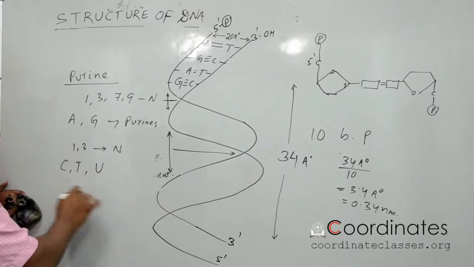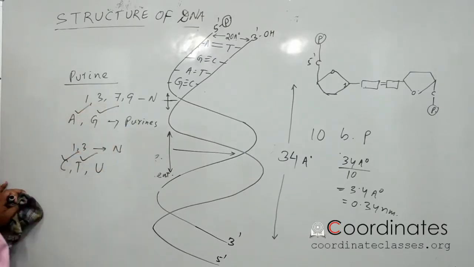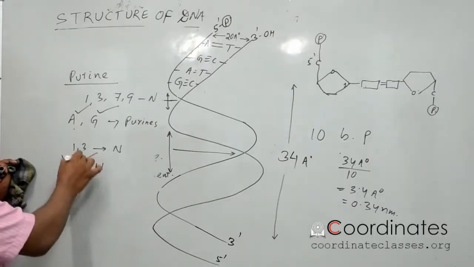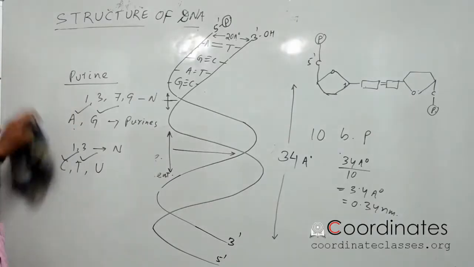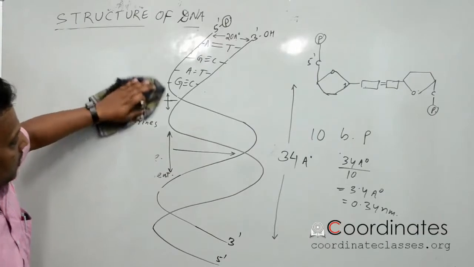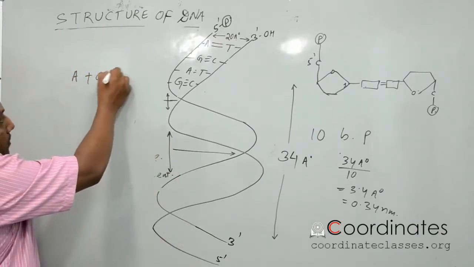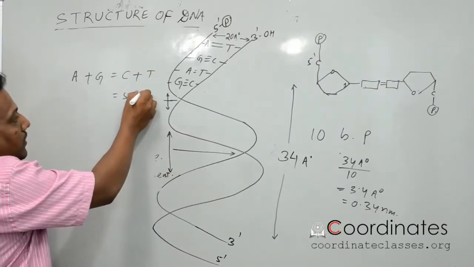From these 5 nitrogenous bases, adenine, guanine, cytosine, and thymine are present in DNA. And adenine always pairs with thymine by the help of a double bond. Guanine always pairs with cytosine by the help of a triple bond. So according to Chargaff's rule, the total number of purines is equal to the total number of pyrimidines. It means A plus G is equal to C plus T, which is equal to 50%.